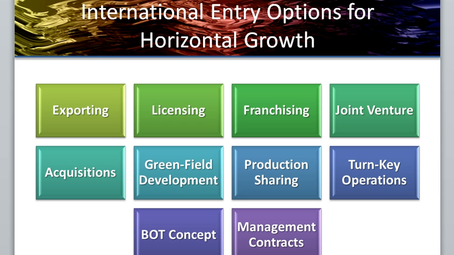So if the host country requires part ownership in order to sell the products, then you work with them and allow the firm to continue to earn some income from its investment, but keep the operations going until the local government is trained. So these are all different options for horizontal growth into international markets.